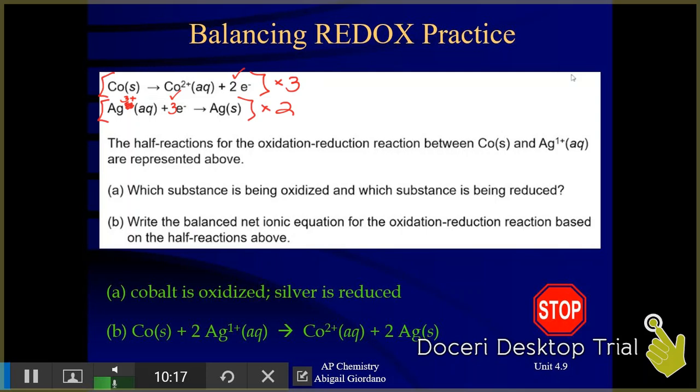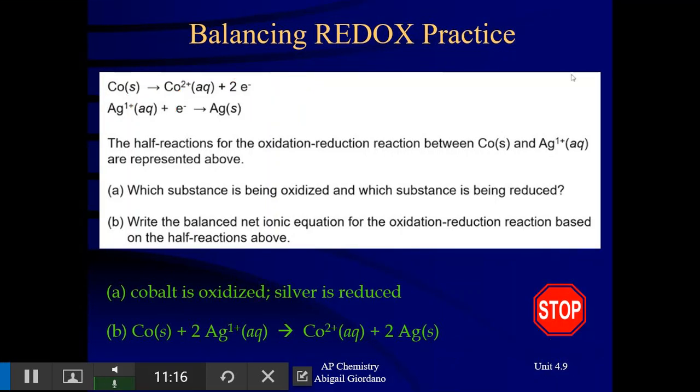Okay, so just think about what you have to multiply one or both equations by to get them to equal the same number. That does come up on occasion.